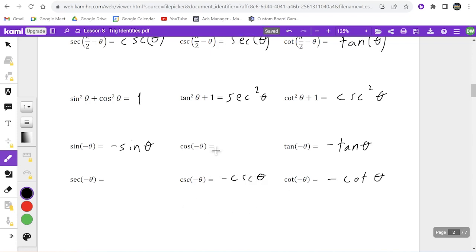And then the 2 even functions, cosine and secant, they just become normal cosine and normal secant. There's no negative signs at all for cosine and for secant. So there we go. We just filled out basically all the identities over again as a good practice. Any questions on any of that?